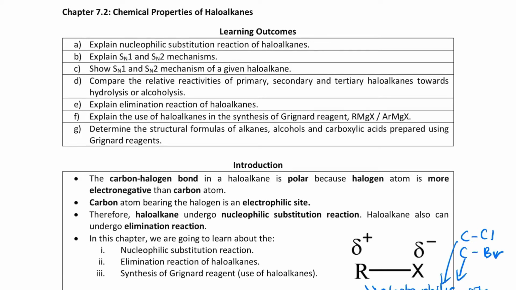Assalamualaikum and hi semua. So kita continue lagi dengan chapter 7.2 Chemical Properties of Haloalkane. Tapi kali ni kita akan belajar learning outcome B, C dan D.